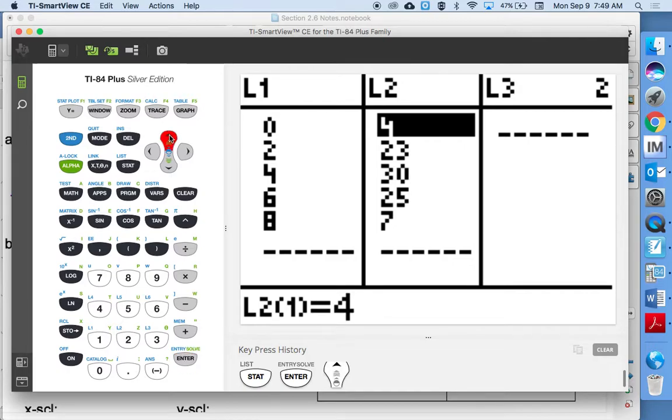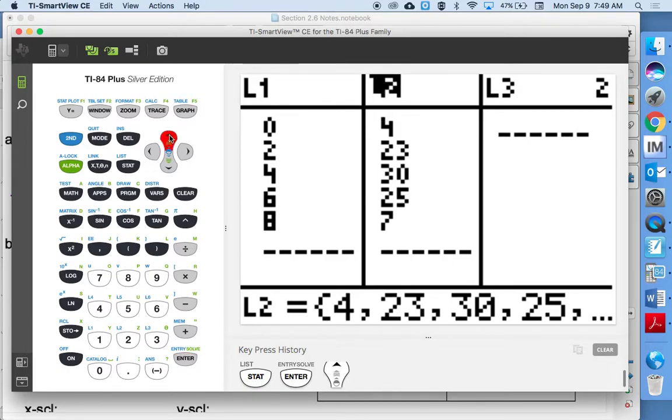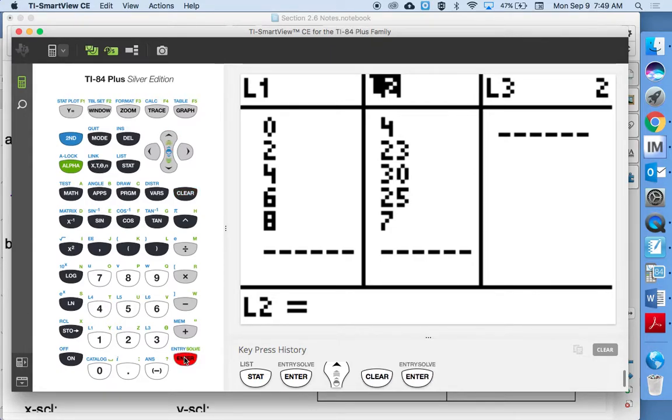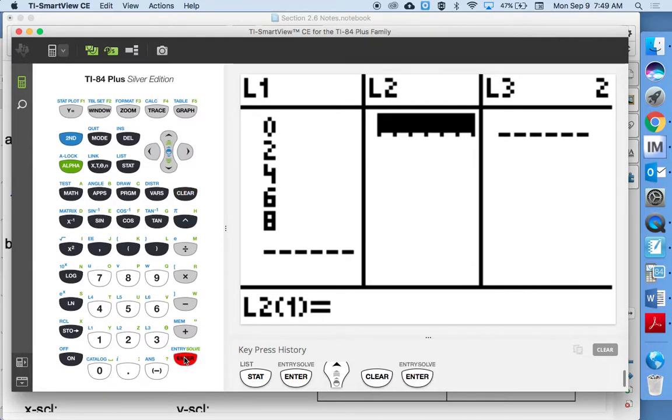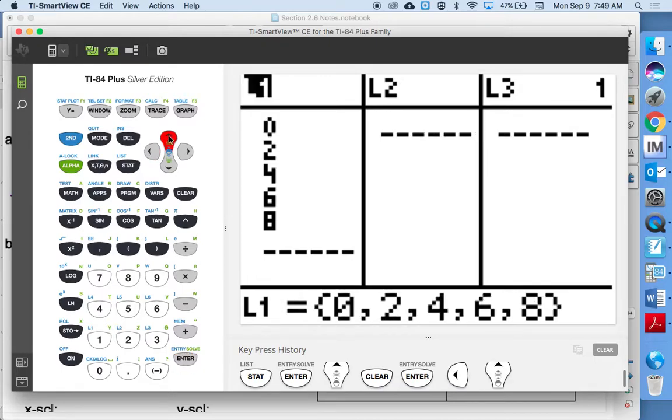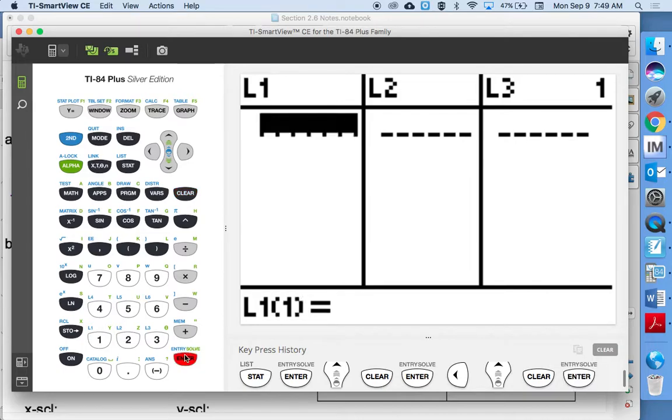So I'm going to go up and clear these. Never hit the delete. You always clear data, don't delete data. If you delete it, then literally you're deleting the L2 from the top or the L1 from the top. So I'm clearing my values out. So L1 is X, L2 is Y. You just need to go down and enter all of the X values first, and then go to L2 and enter all of the Y values.